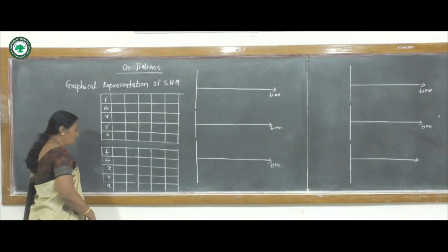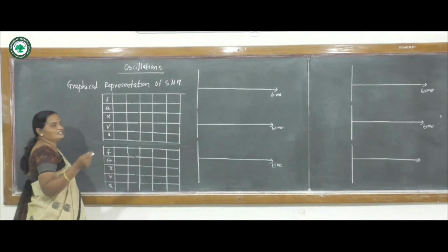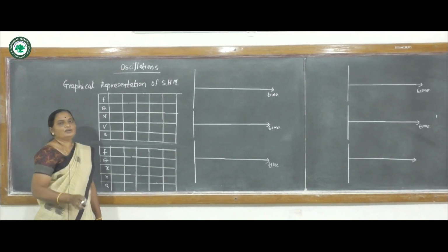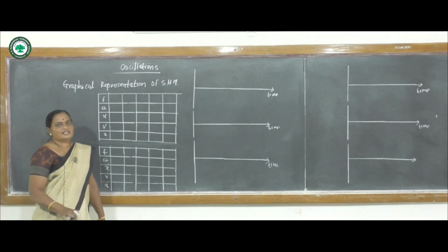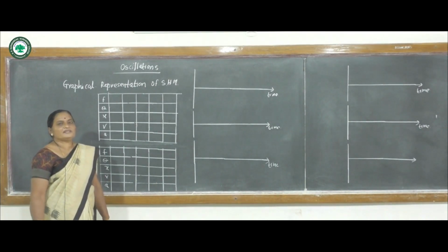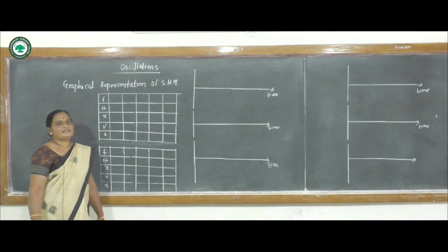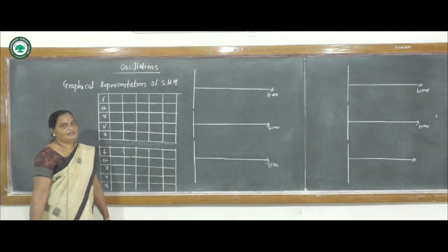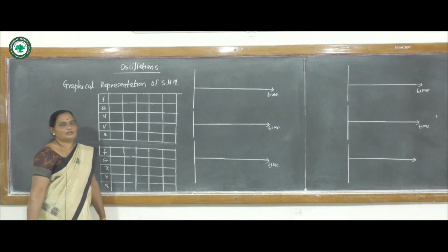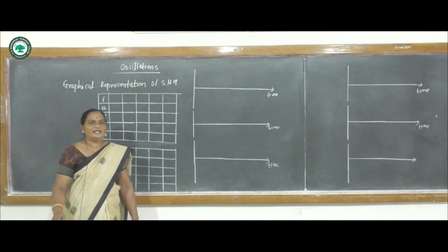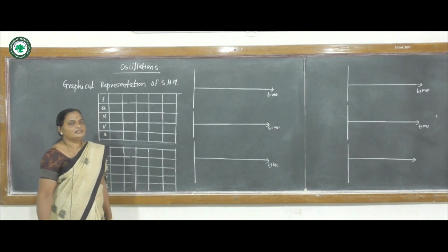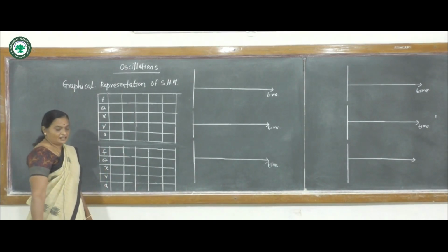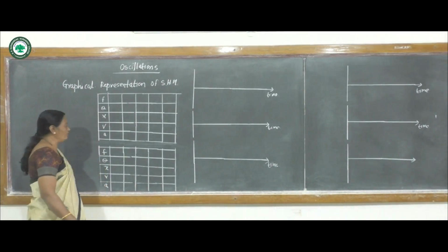The expression for displacement is x is equal to a sine omega t plus phi. In this case, x represents the displacement, a represents the amplitude, omega represents the angular velocity, t is time and phi is the initial phase, the starting phase. Theta is equal to omega t plus phi. It is called the phase angle, or the phase of SHM.